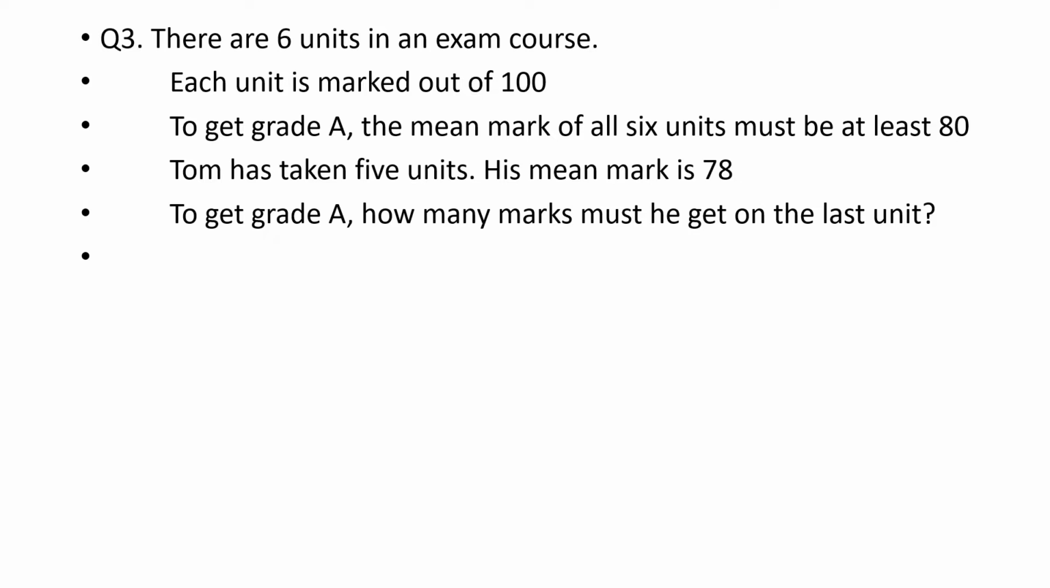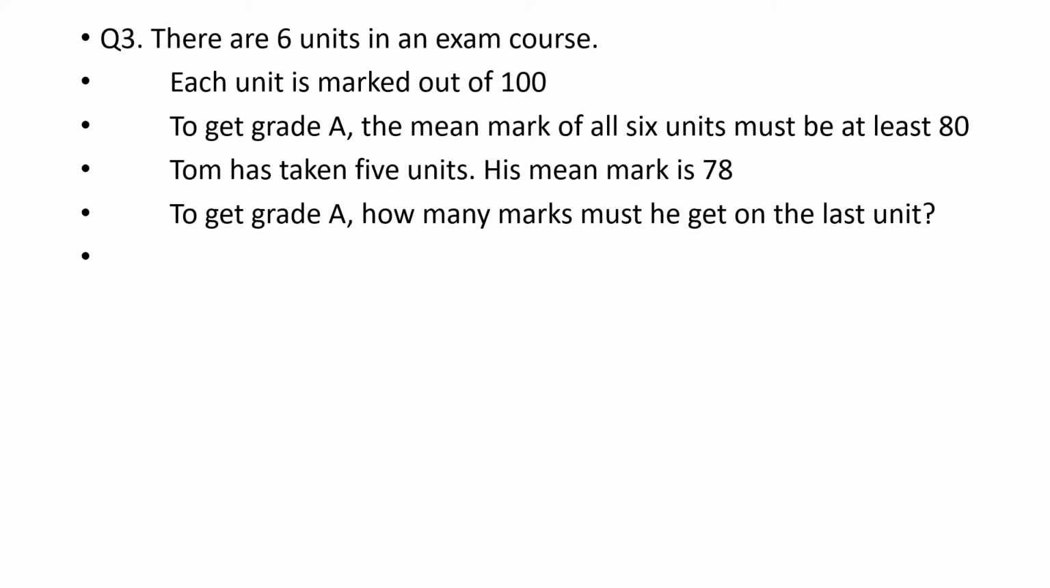We are told that there are 6 units in an exam course and each unit is marked out of 100. To get a grade A, the mean mark of all of those units must be at least 80. Tom has taken 5 units, so that's 5 units out of 6. His mean mark is 78. To get grade A, how many marks must he get on the last unit?